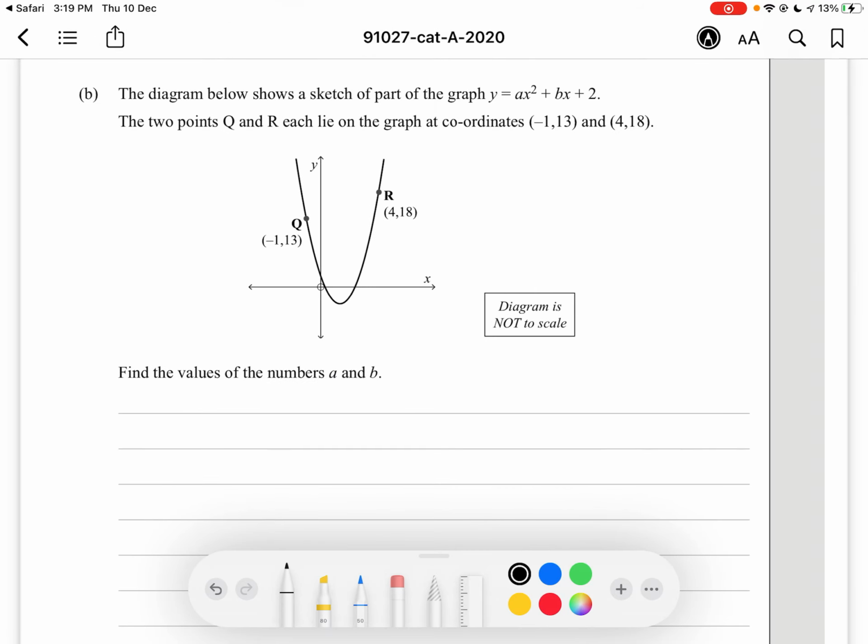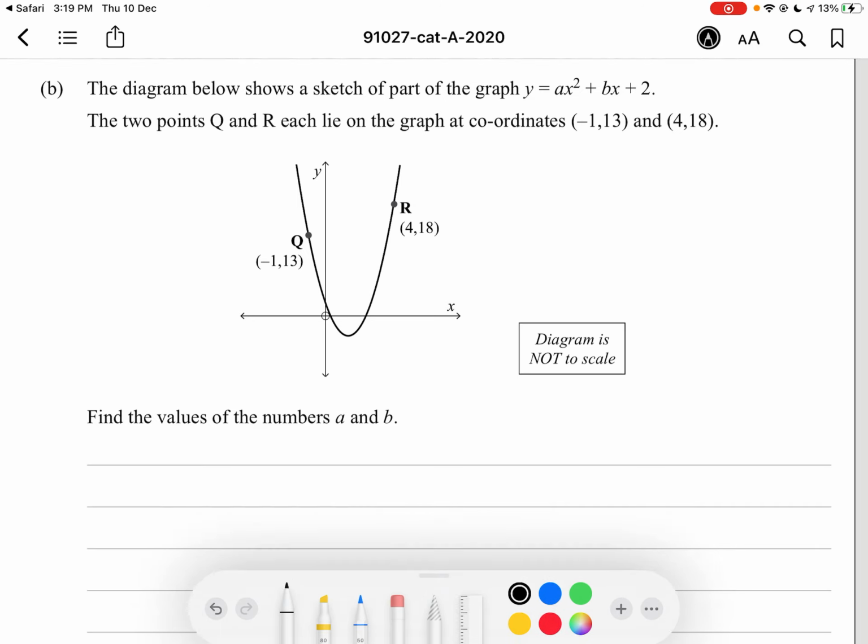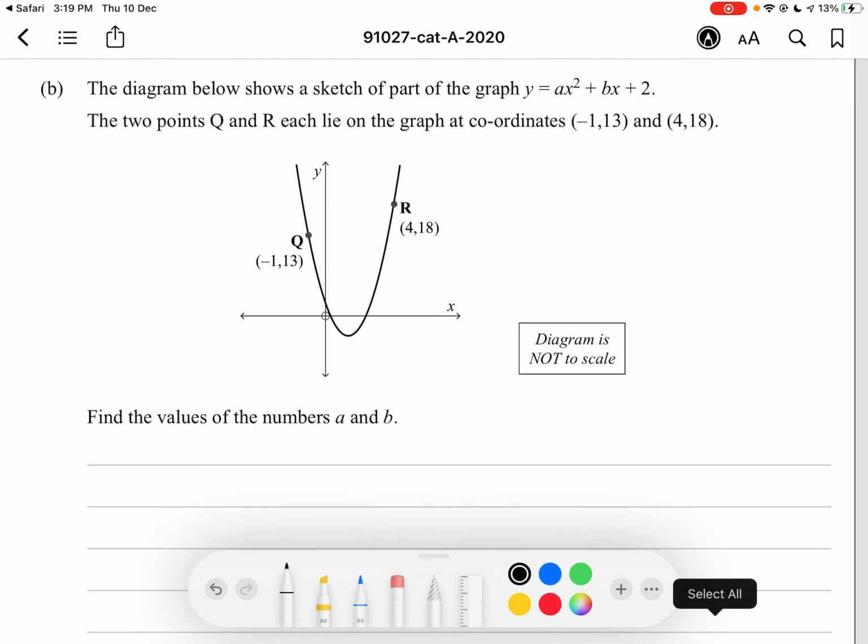The diagram below shows a sketch of part of the graph of y equals ax squared plus bx plus 2. The 2 points Q and R each lie on the graph at the x-coordinates negative 1 and 4. Find the values of numbers a and b. So we just need to plug in these points into this equation of y equals ax squared plus bx plus 2 and solve the simultaneous equations.